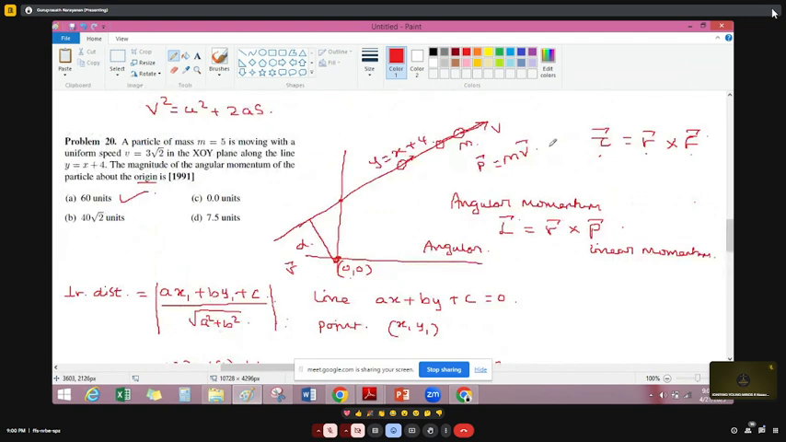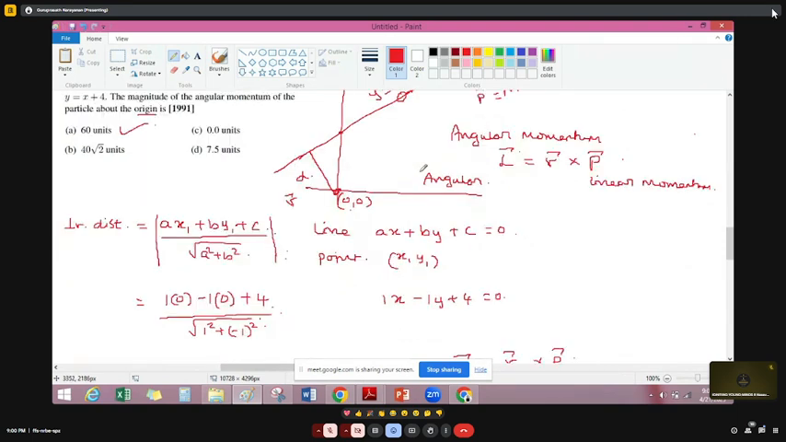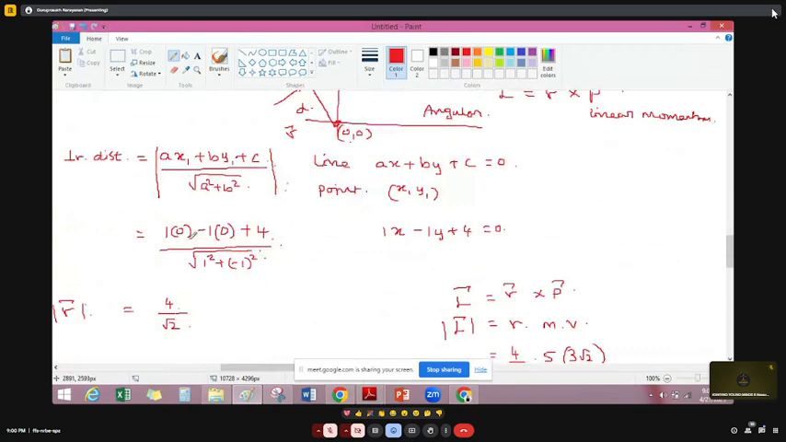Only if you understand this diagram, you will be able to do this. This is direct mathematics, right? So nothing very difficult here.